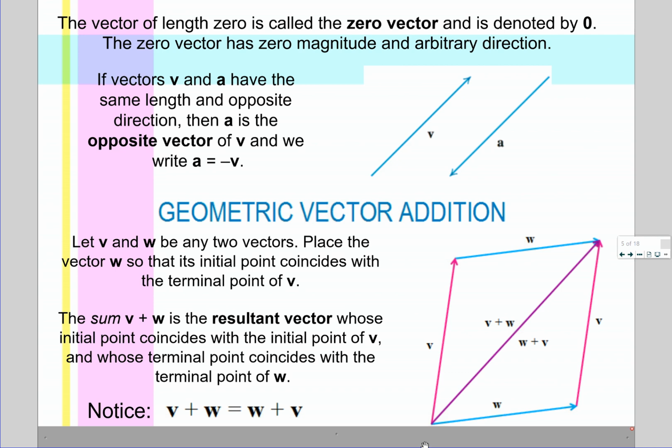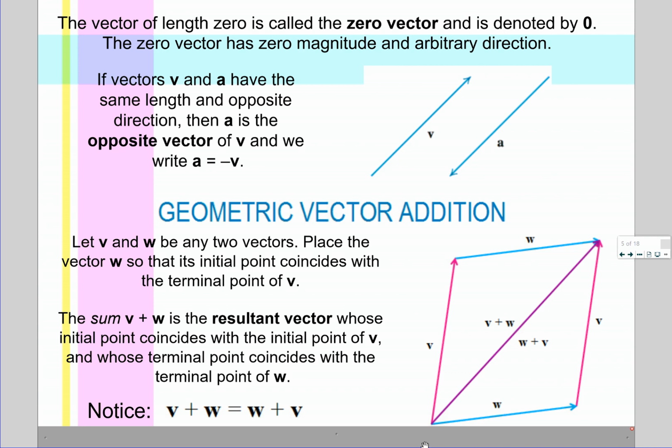The sum, or we use the word resultant of the two vectors, so resultant means sum, is the vector that connects the initial point of the first vector to the terminal point of the last vector. So this diagonal in the middle of this parallelogram. Sometimes this is called the parallelogram theory.